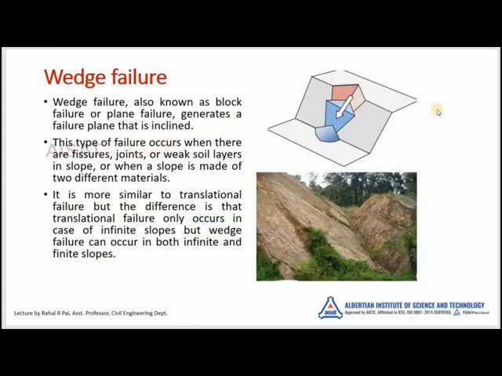Next is the wedge failure. Wedge failure is nothing but a wedge shape sliding down due to instability, and this usually occurs if that particular wedge is having a weak soil layer, or if it is having any fissures or joints, then such wedge failure occurs, and it is very similar to the translational failure. So there is a slight difference. Translational failure always occurs in infinite slopes, but wedge failure can occur in both infinite as well as finite slopes.